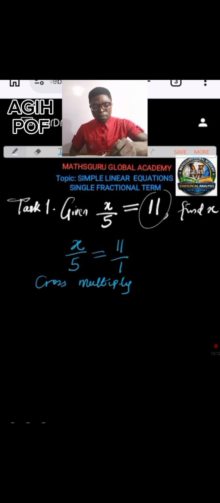So we have a fraction at the left hand side, a fraction at the right hand side. How do we do this? In this case, all we need to do is cross multiply. Cross multiply. And if we cross multiply, we are multiplying the numerator by the denominator here, and that will give us x times 1, which is x.